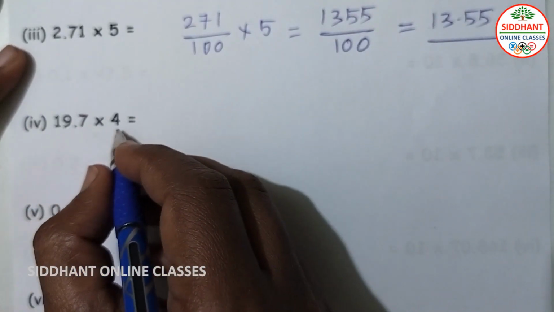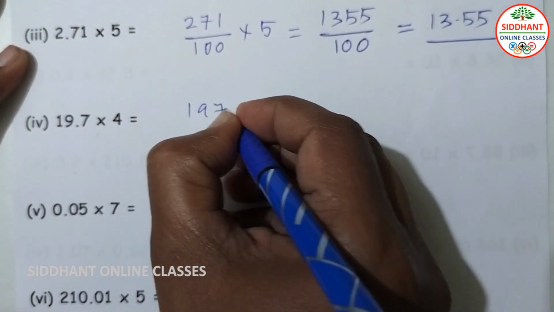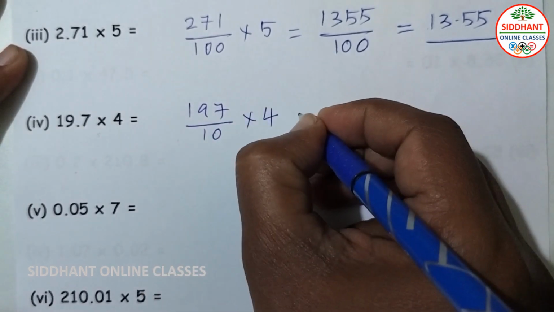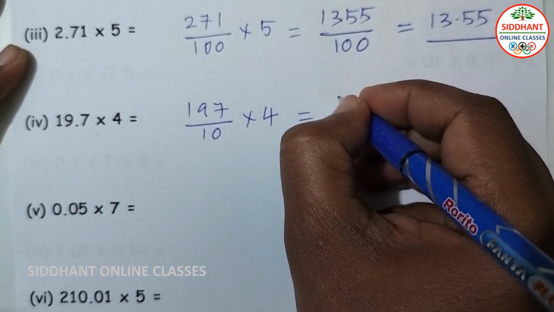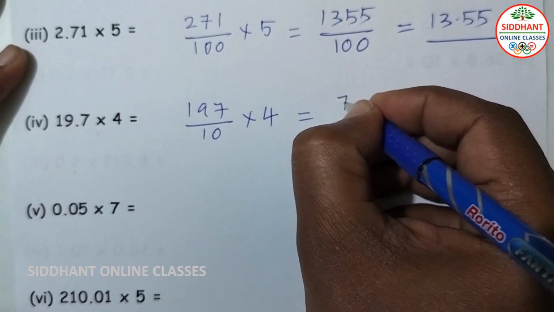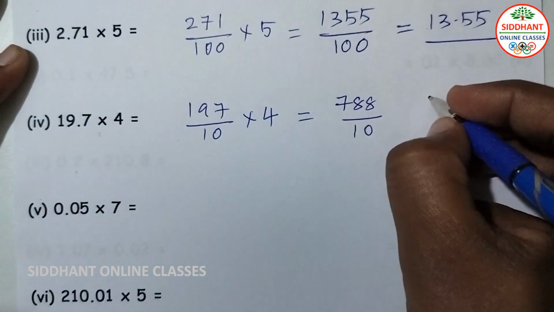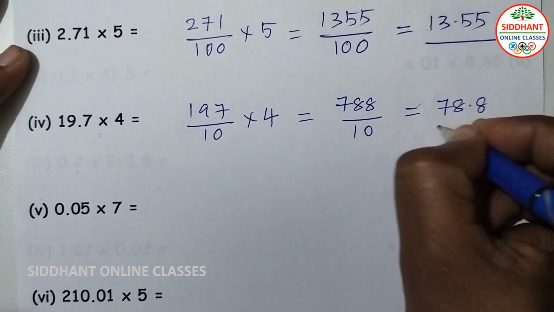Next, 19.7 into 4. 19.7 can be written as 197 by 10 into 4. 197 into 4, that will be 788 by 10, that equal to 78.8.